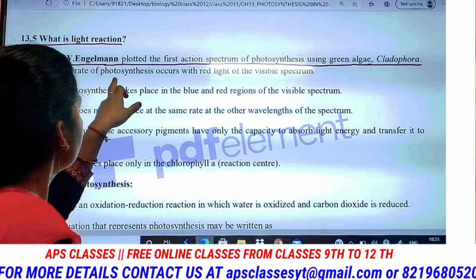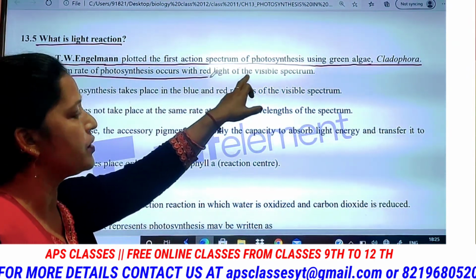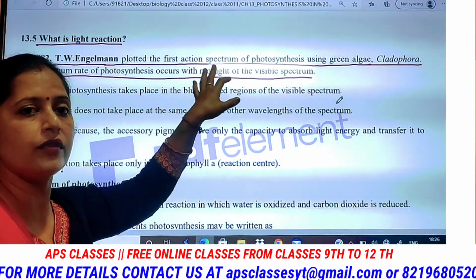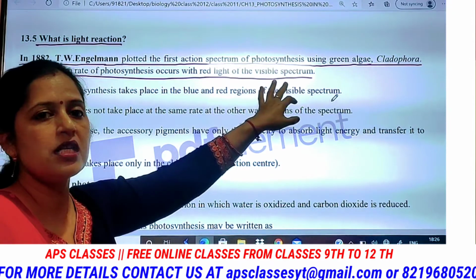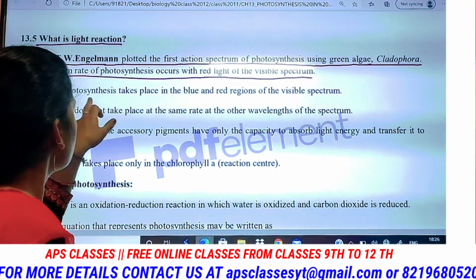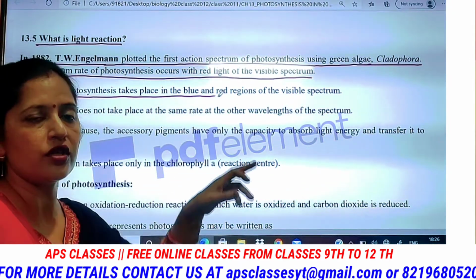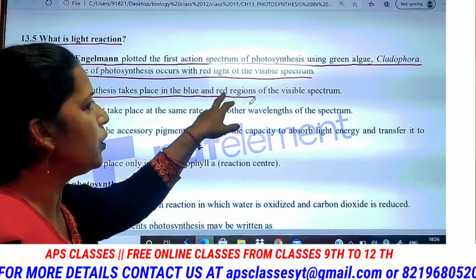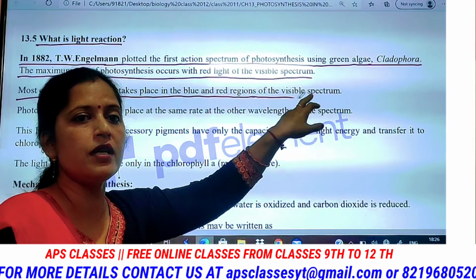The maximum rate of photosynthesis occurs with the red light of the visible spectrum. Most of the photosynthesis takes place in the blue and the red region of the visible spectrum.